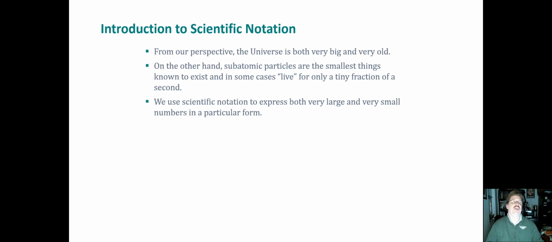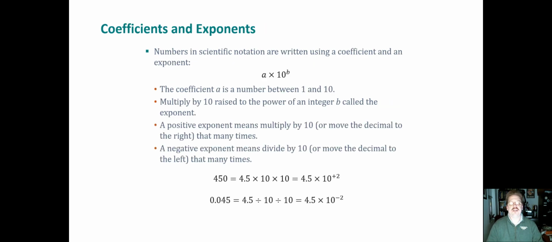When you're talking about, say, a billion, you have 1 and 9 zeros. Rather than put 1 and 9 zeros, you could put that 1 billion into scientific notation. Scientific notation at its heart is a coefficient times 10 raised to an exponent. So for 1 billion, A would be 1, and B would be 9. It would be written as 1 times 10 to the 9th power.